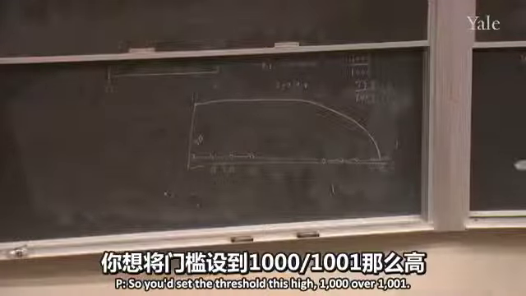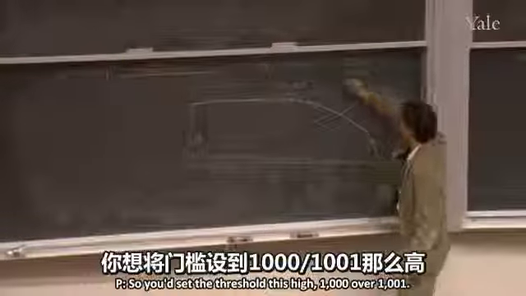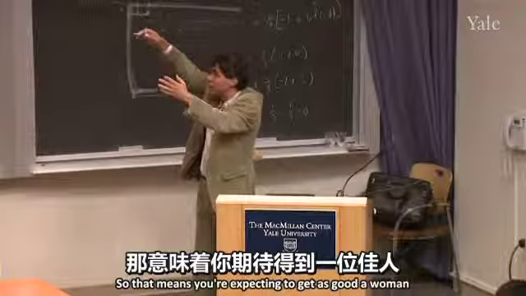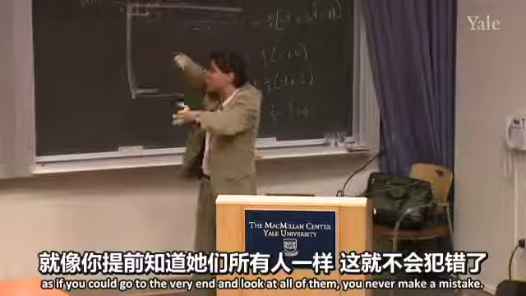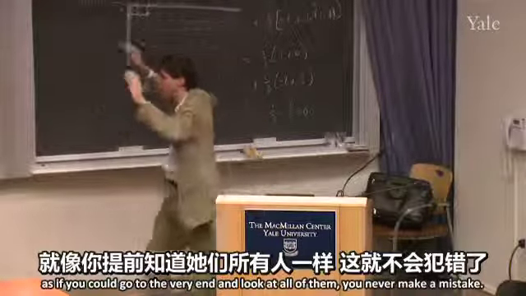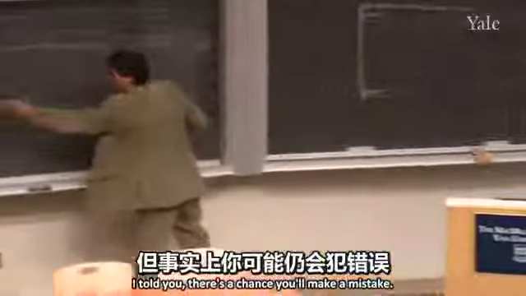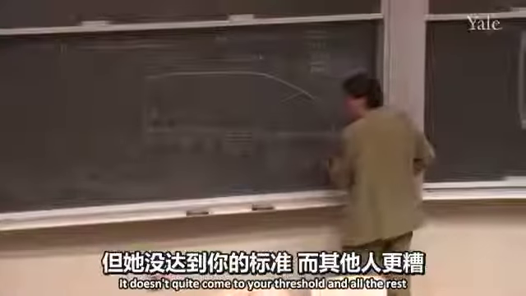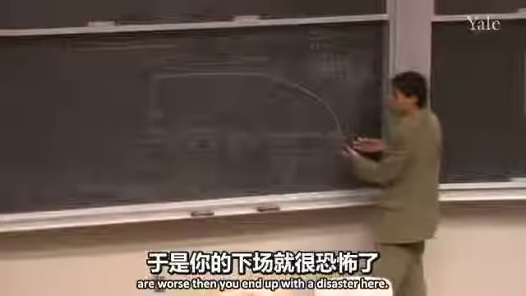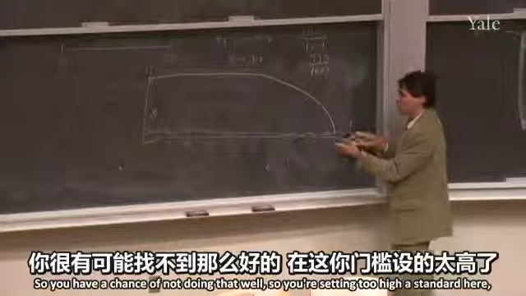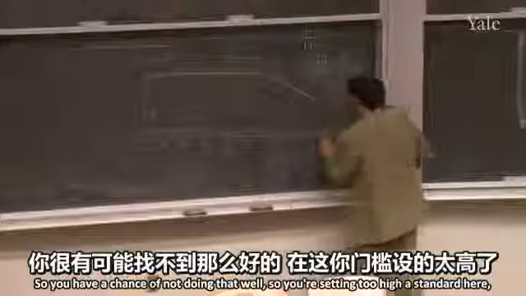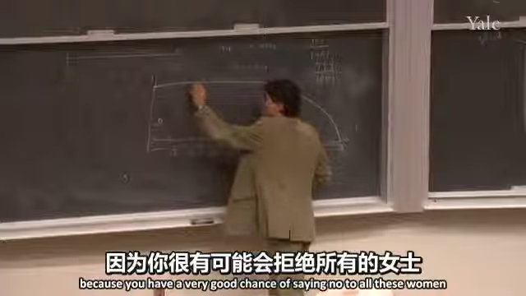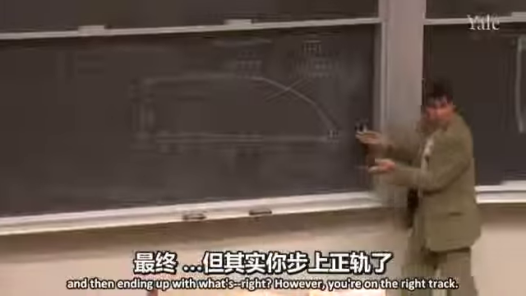So you'd set the threshold this high, 1,000 over 1,001. Okay, so that means you're expecting to get as good a woman as if you could go to the very end and look at all of them. You never make a mistake. But I told you there's a chance you'll make a mistake. The first one's the best. It doesn't quite come to your threshold, and all the rest are worse. Then you end up with a disaster here. So you have a chance of not doing that well. You're setting too high a standard here, because you have a very good chance of saying no to all these women and then ending up with what's left.